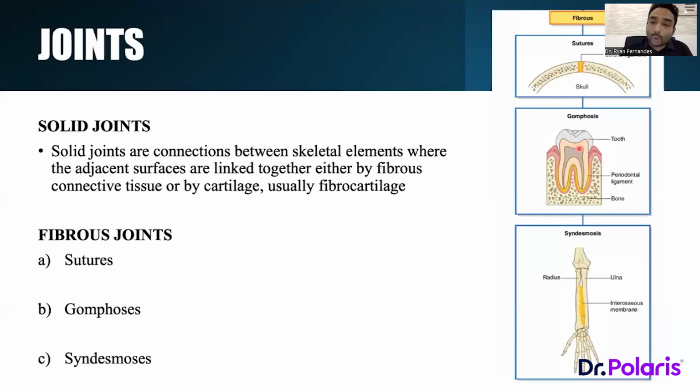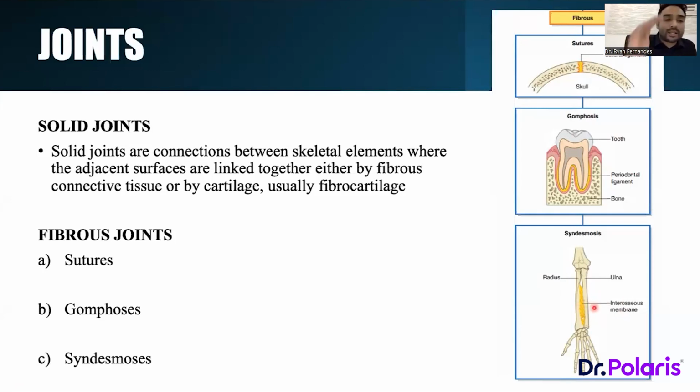Here the tooth comes in contact with the bone, the jaw bone, and there is a ligament, the periodontal ligament, that separates the two. So gomphosis are seen in the teeth. And syndesmosis are those joints where the two bones are linked together by an interosseous membrane. The typical example is that of a radio-ulnar joint.